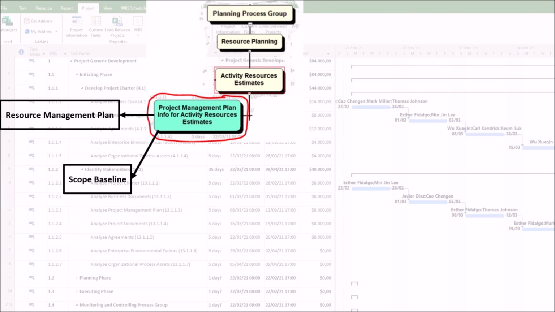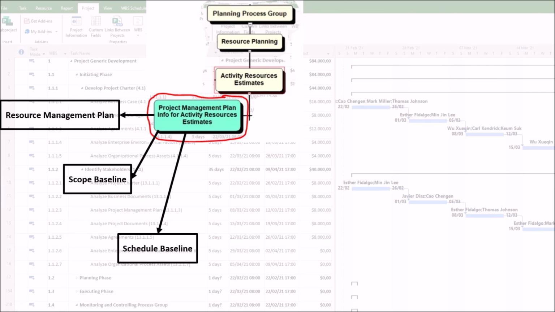2. Scope baseline, such as project scope statement and work breakdown structure. The project scope statement contains the product description, acceptance criteria, deliverables, and assumptions and constraints. All of this directly influences the type and quantity of resources required, just as a brick house requires different resources than a wooden house. The work breakdown structure and its dictionary provide the complete list of activities and work packages for which resources must be estimated. It is the foundational structure upon which resource estimation is built.